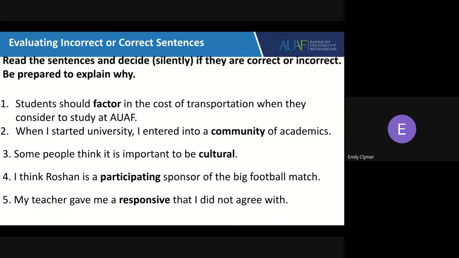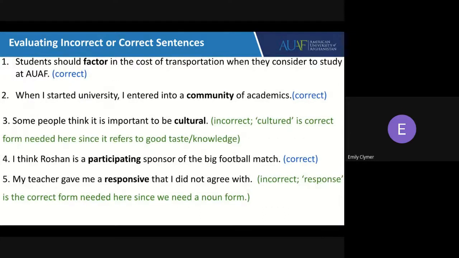Okay, so I hope you paused the video. Going through the answers, the first sentence, students should factor in the cost of transportation when they consider to study at AUAF. Correct. So here, factor is being used as the verb, and it is accurately used. They should include or consider something when making a judgment.